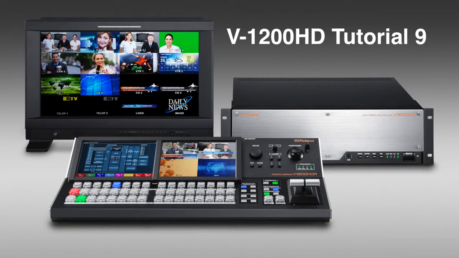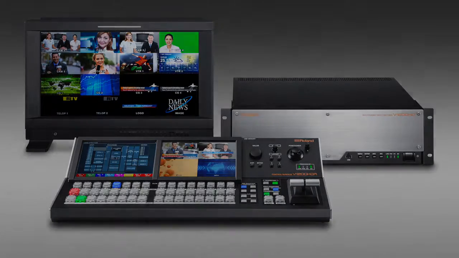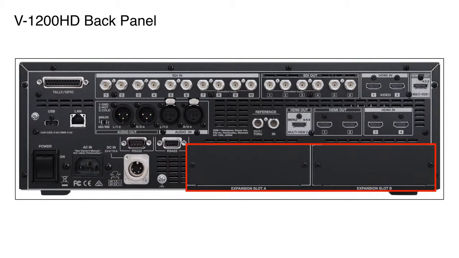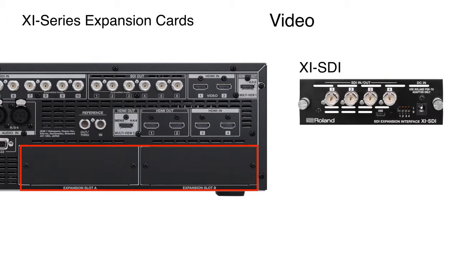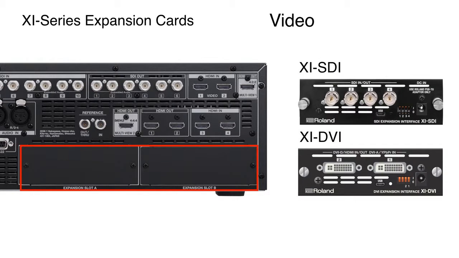Welcome to the V1200 HD Dante audio setup tutorial. The V1200 HD is equipped with two expansion cards in the back of the unit that allow you to add additional I/O connectivity for both audio and video protocols and connections. The V1200 HD supports two expansion cards for audio that include Dante and REAC, and two expansion cards for video that include SDI and DVI.